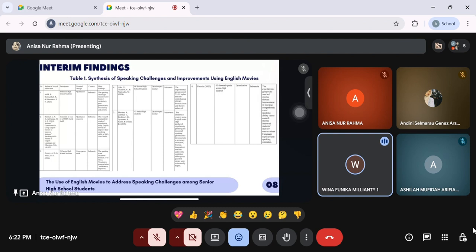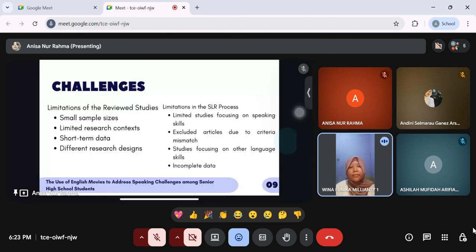And experimental and quasi-experimental studies also show higher speaking scores after movie-based learning. Overall, the table highlights that English movies are effective in addressing common speaking challenges among senior high school EFL students. So next slide, please. Okay, so I will explain about the challenges.